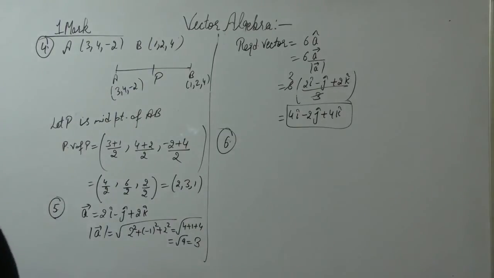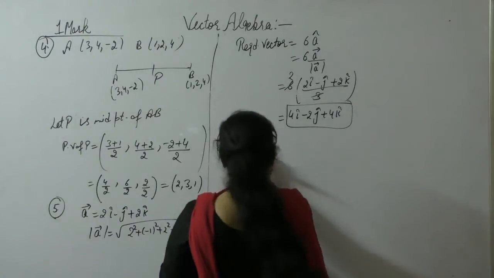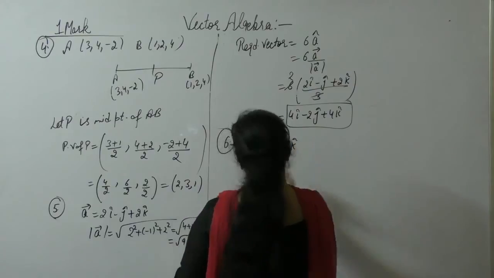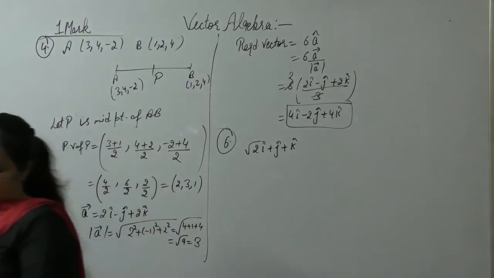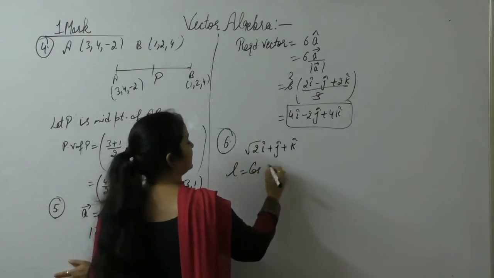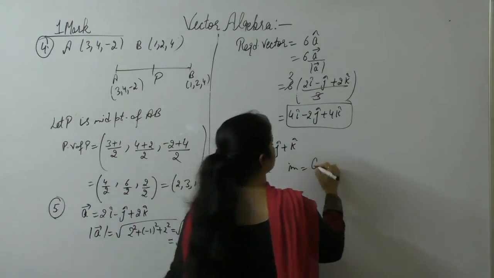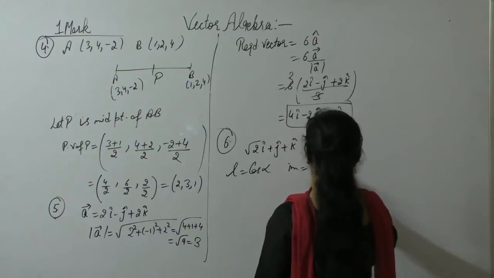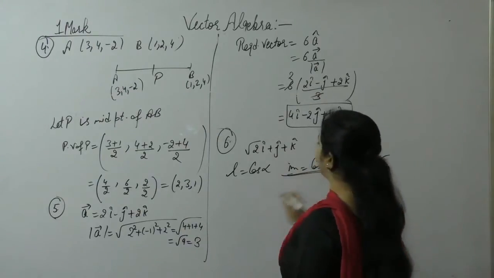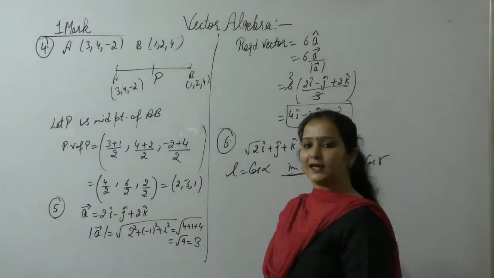What is the cosine of the angle which the vector square root of 2 i plus j plus k cap makes with the y-axis? We know that l is cos alpha, m is cos beta and n is cos gamma. Now we want to find the angle which is made with the y-axis.